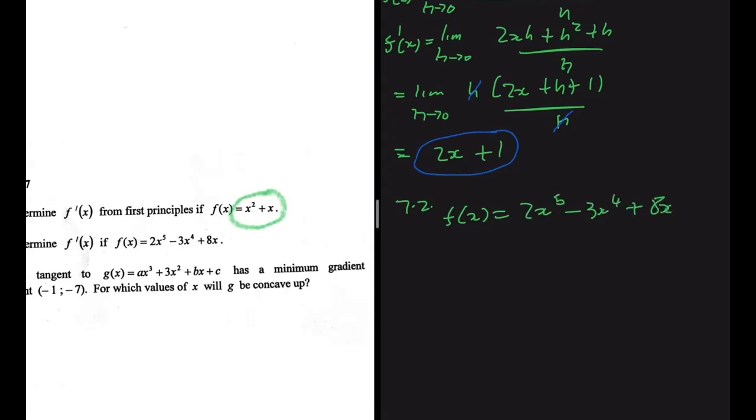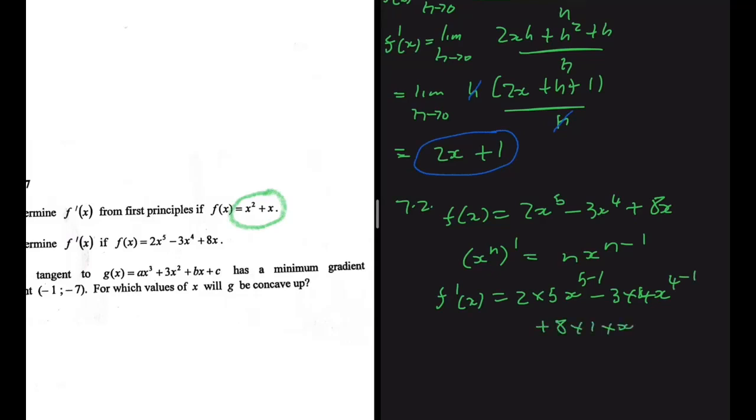We're using the power rule, right? We know full well that the power rule says the derivative of x to some power n should be equal to nx to the power n minus 1. So if we apply this here, we're going to get f prime of x equal to 2 multiplied by 5, and then x to the 5 minus 1, minus 3 multiplied by 4, and then x to the 4 minus 1, and then plus 8 multiplied by 1, and then multiplied by x to the 1 minus 1.